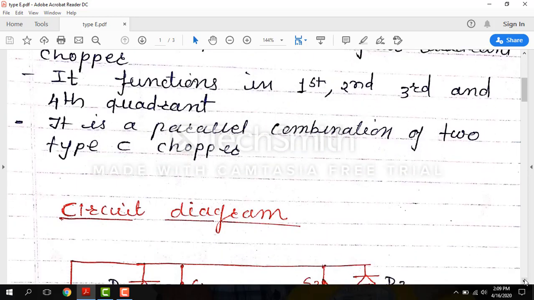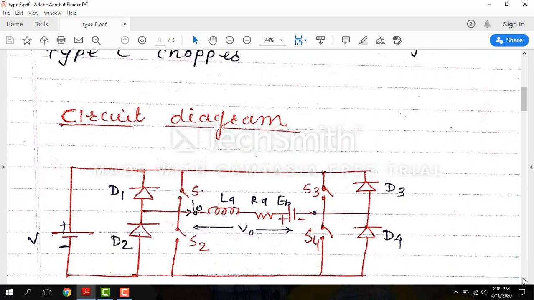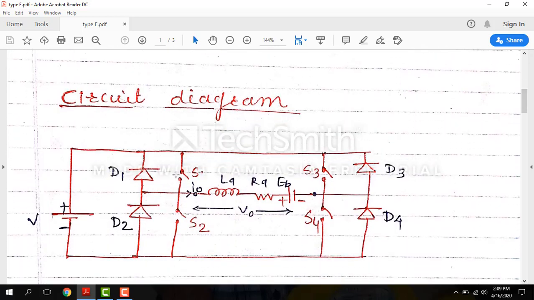Here you can see the circuit diagram of type E chopper. It consists of 4 diodes D1, D2, D3 and D4 and 4 chopper switches, that is S1, S2, S3 and S4. This one is S1. The load is connected over here and this is the supply voltage. There are 4 modes of operation for this type E chopper. We will learn them one by one.